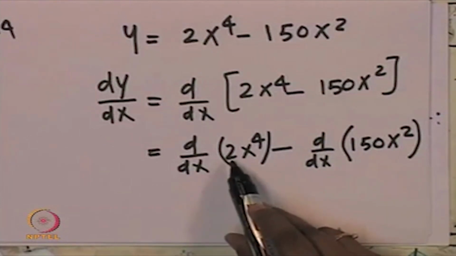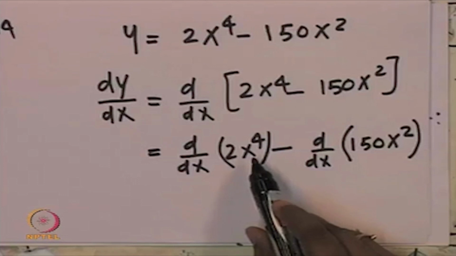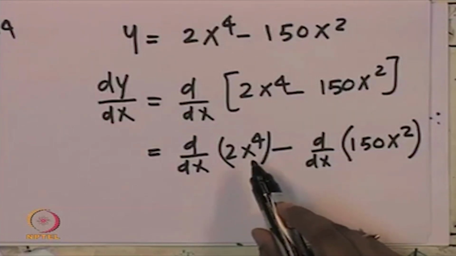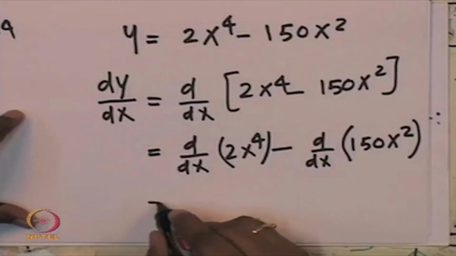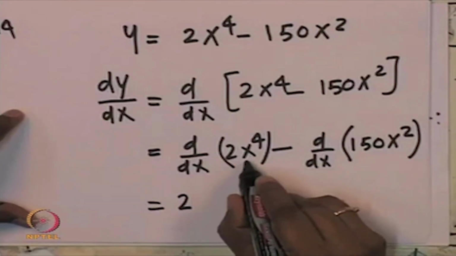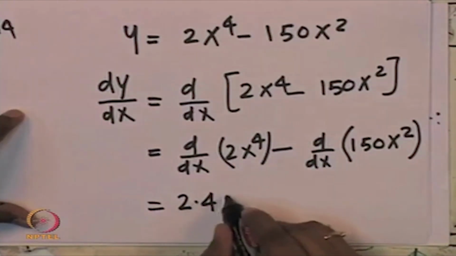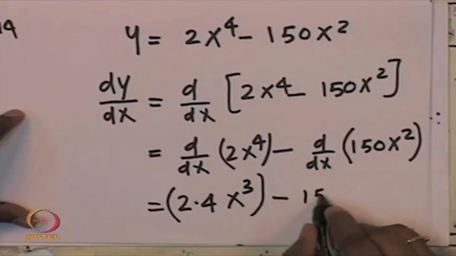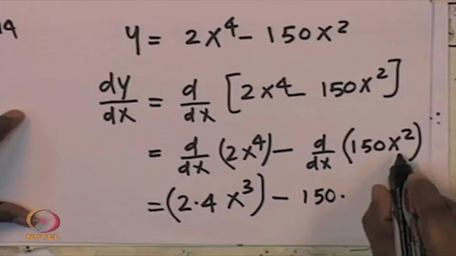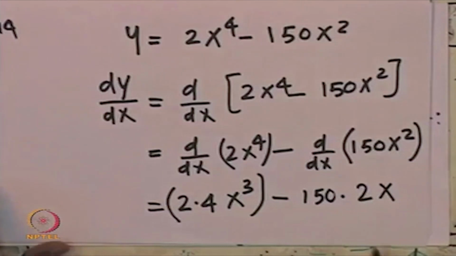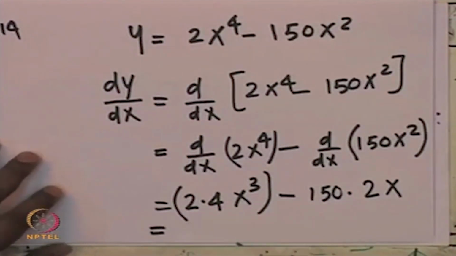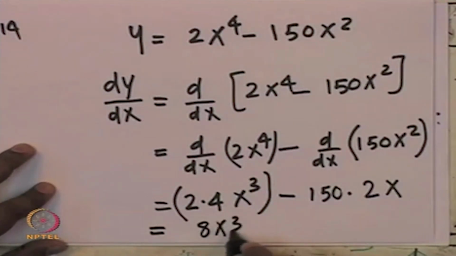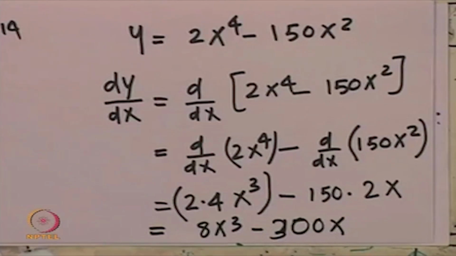2 is a constant, so we can take it outside. Then what is left is just the derivative of x power 4. The derivative of x power n is n x power n minus 1, so the derivative of x power 4 is 4 x cube. So the first part is 2 into 4 x cube. Minus 150 you can take out, and the derivative of x square is 2 x power 1, so 2x. This is nothing but 2 into 4 is 8, 8 x cube, minus 150 into 2 is 300, so 300 x. So, 8 x cube minus 300 x.